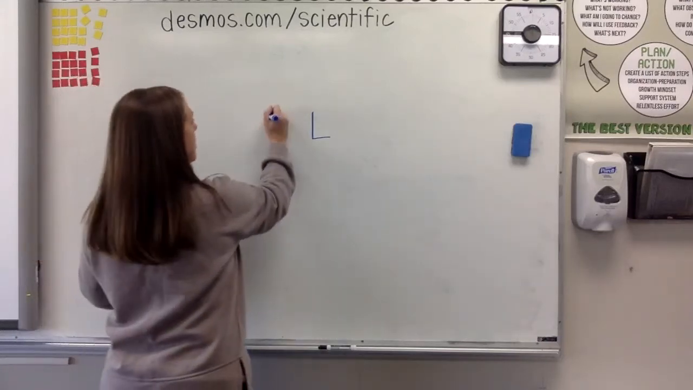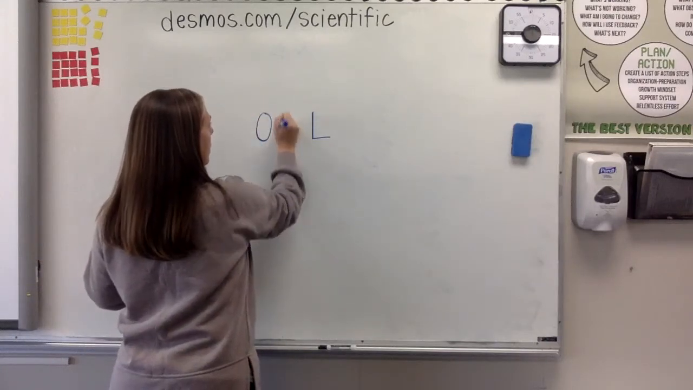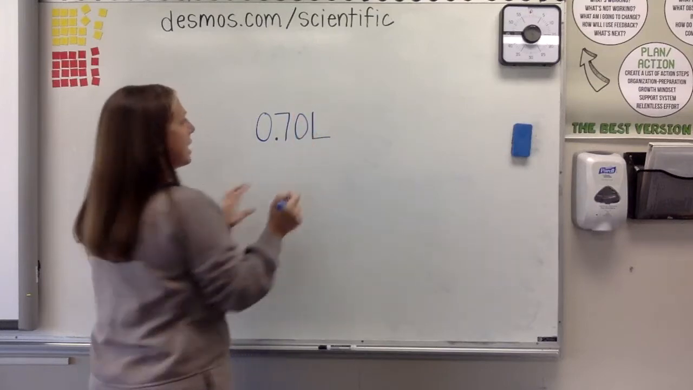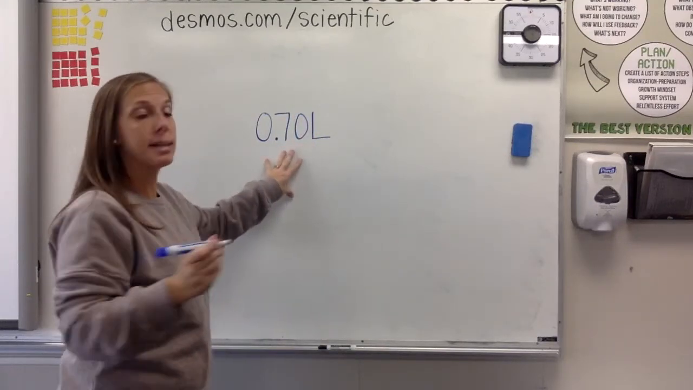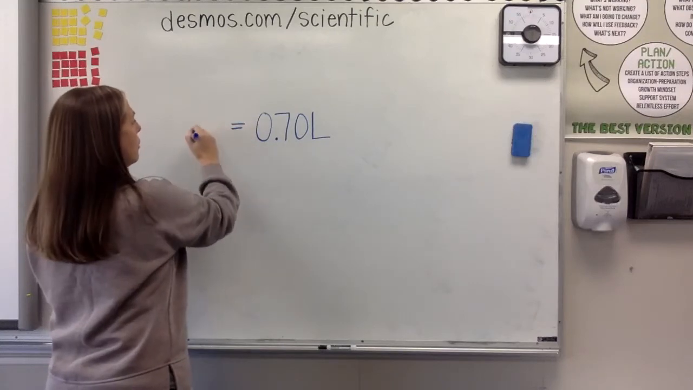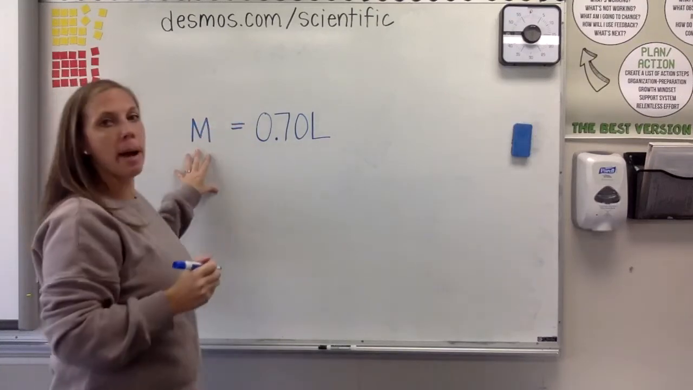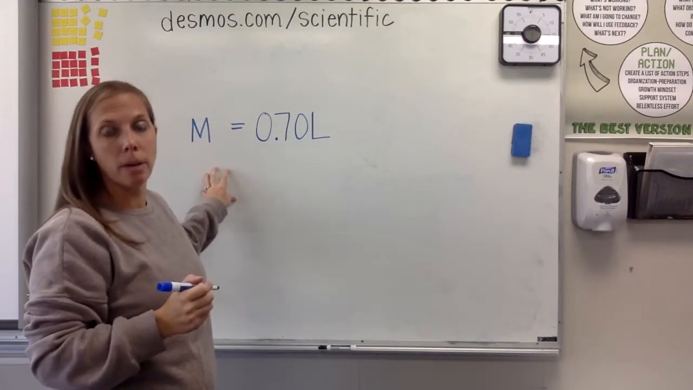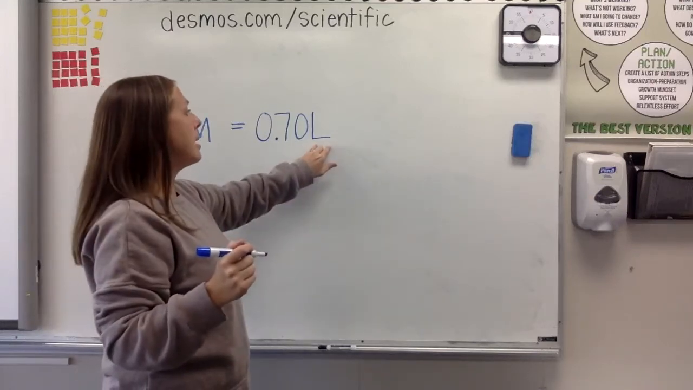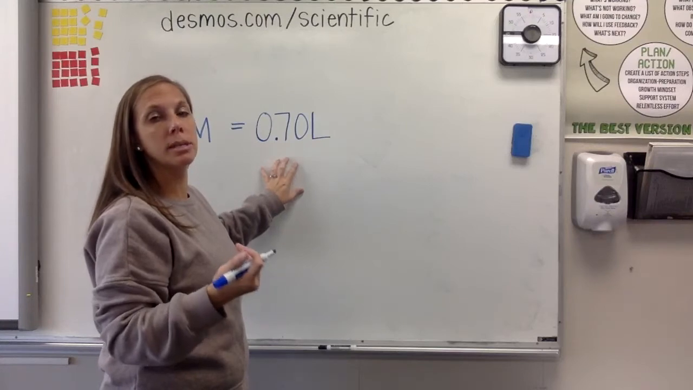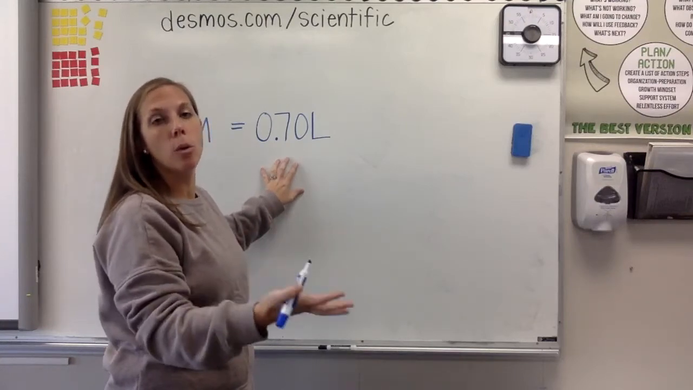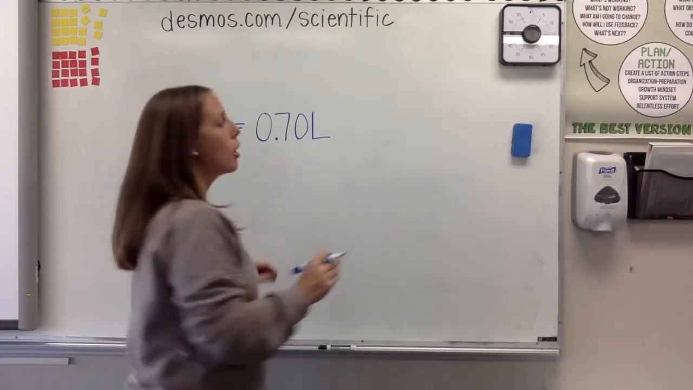So this means that if I take last month's miles and multiply it by 70% as a decimal, I'm going to solve how many miles I drove this month. Okay? Because again, I drove 30% less, so that means it was 70% of what I drove before.